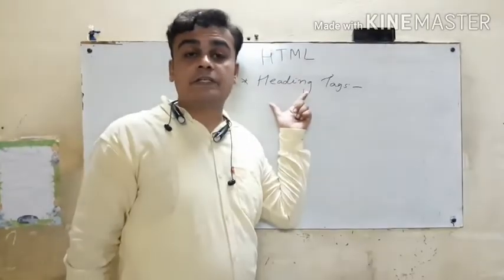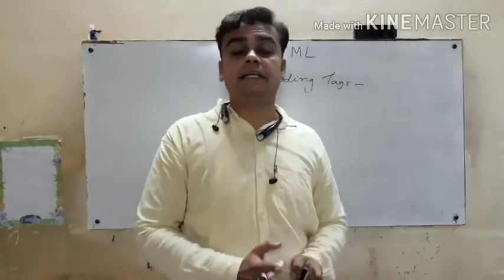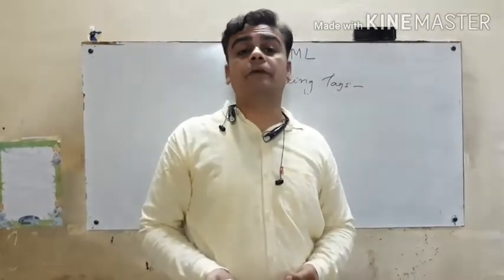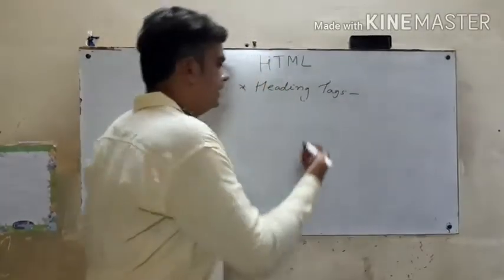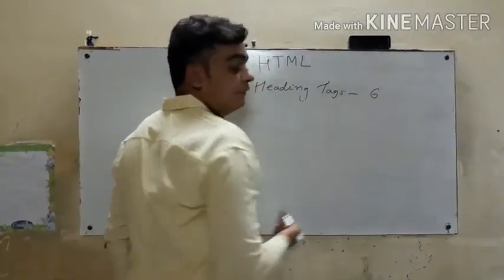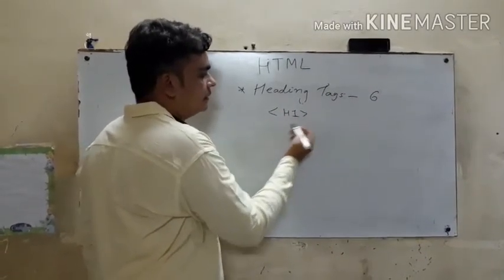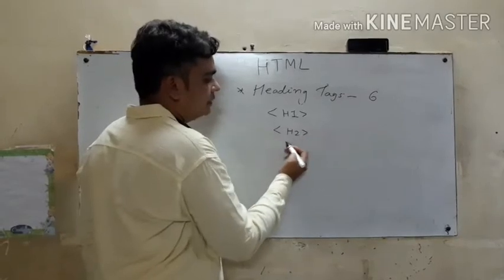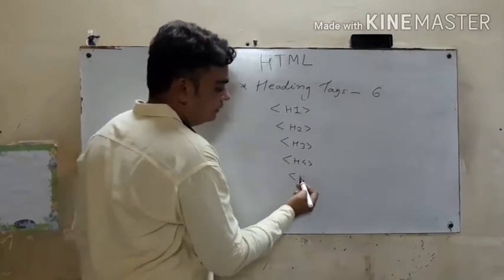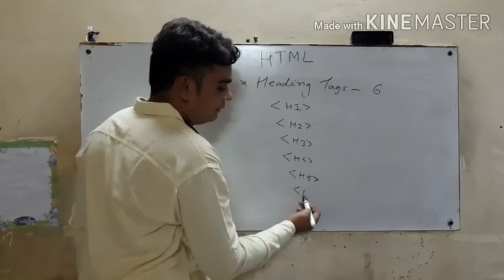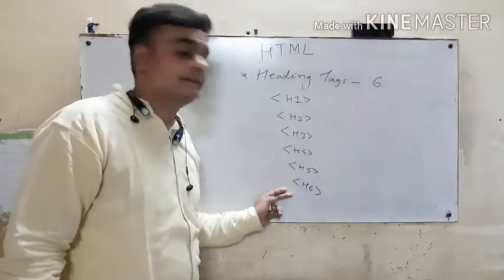So how is it special for us? Because HTML provides different types of heading styles which can be used in our web page with different font styles. Generally, HTML provides 6 different headings. These heading tags are represented like this: H1, then H2, H3, H4, H5, H6. So these are the different headings.